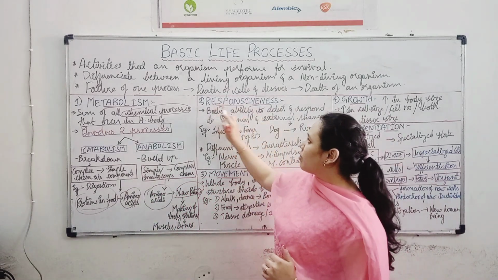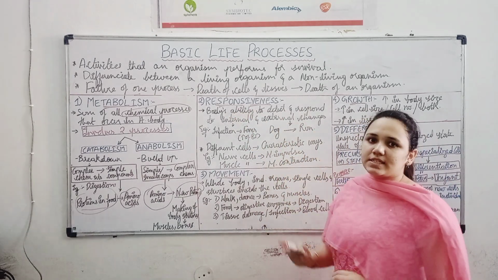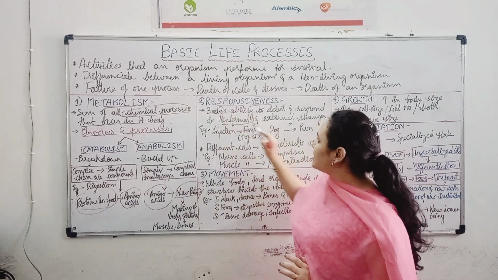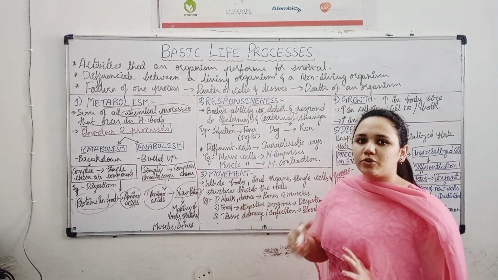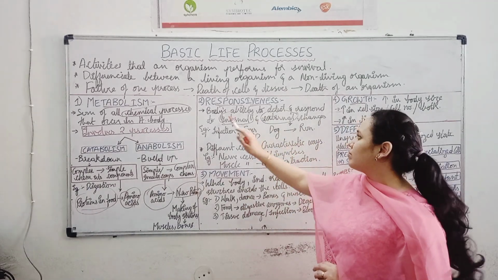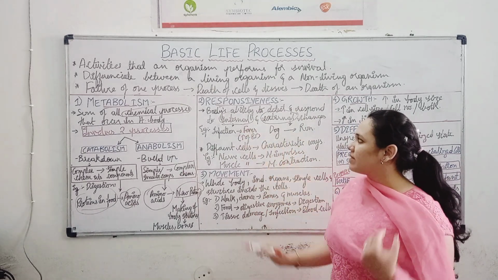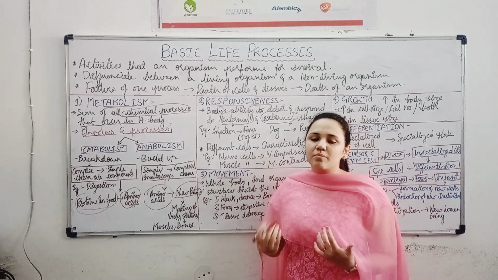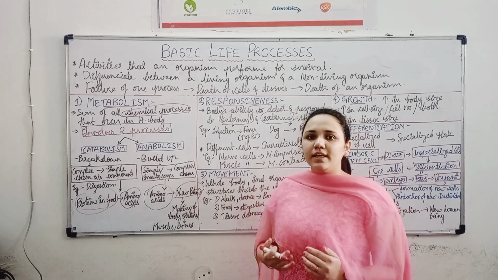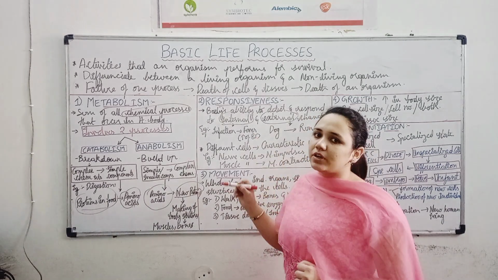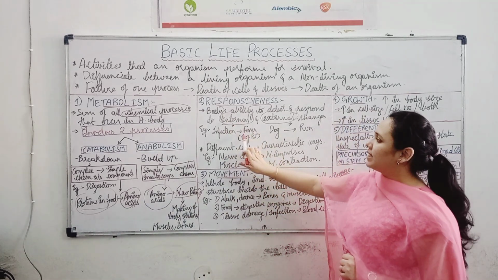Next is responsiveness, meaning the ability to respond. Responsiveness is the body's ability to detect and respond to changes, both internal changes as well as external changes. As an example of internal responsiveness, whenever there is an infection or disease in the body, as a response our body increases its temperature, which is nothing but fever. So this is an example of an internal change which results in a response, that is fever.